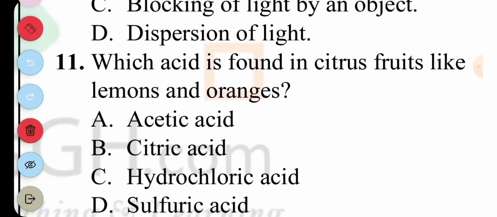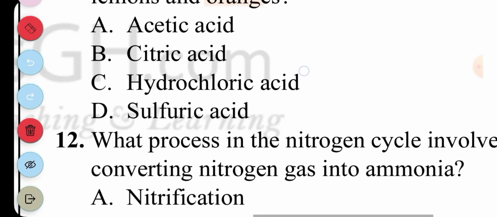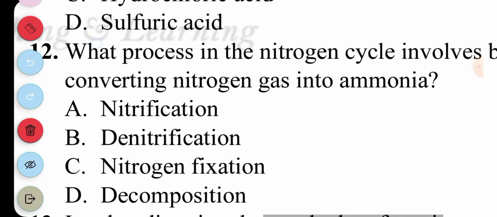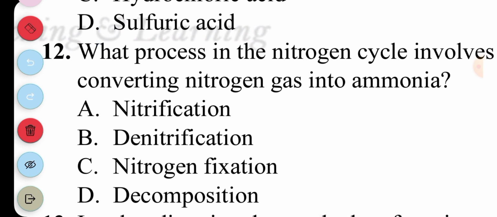Question 11: which acid is found in citrus fruits like lemons and oranges? A, acetic acid. B, citric acid. C, hydrochloric acid. D, sulfuric acid. The answer to question 11 is B, citric acid. Question 12: what process in the nitrogen cycle involves converting nitrogen gas into ammonia? A, nitrification. B, denitrification. C, nitrogen fixation. D, decomposition. So the answer is C, nitrogen fixation.